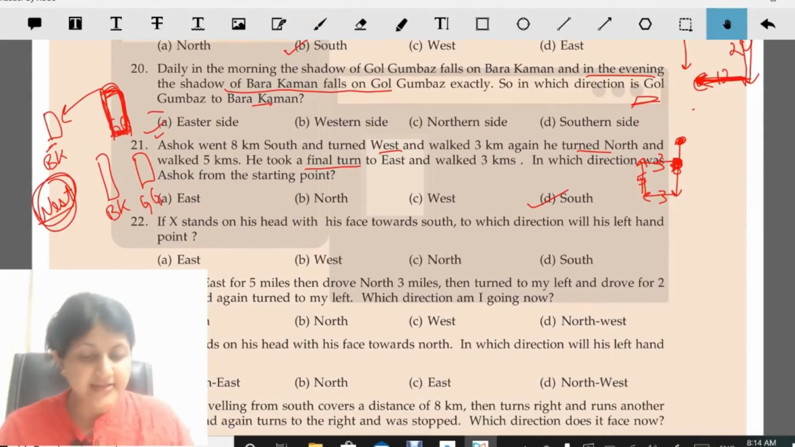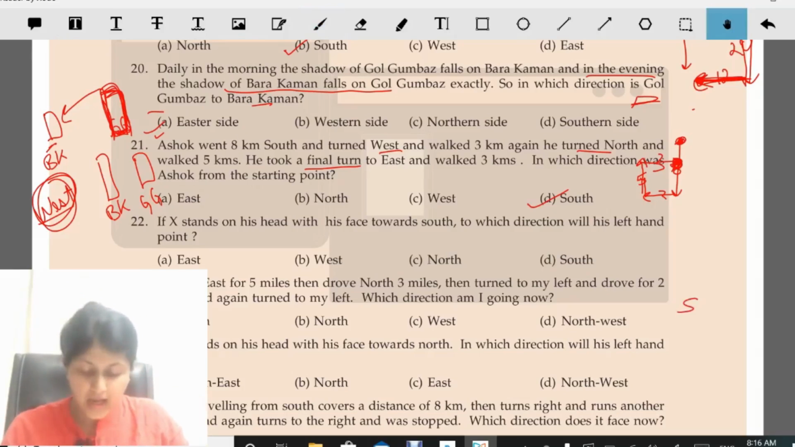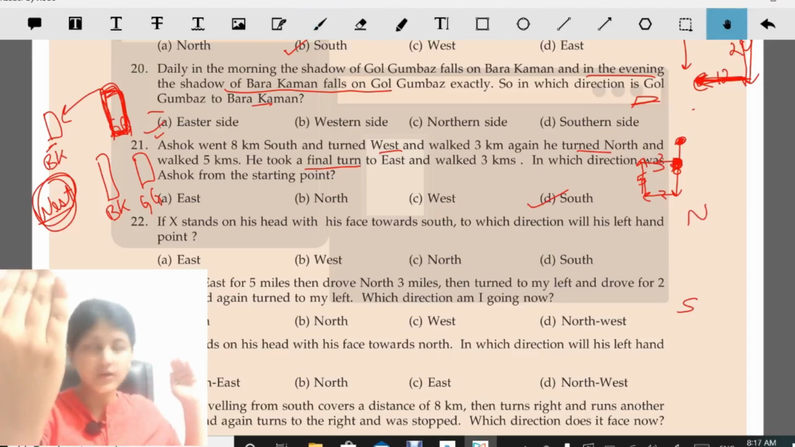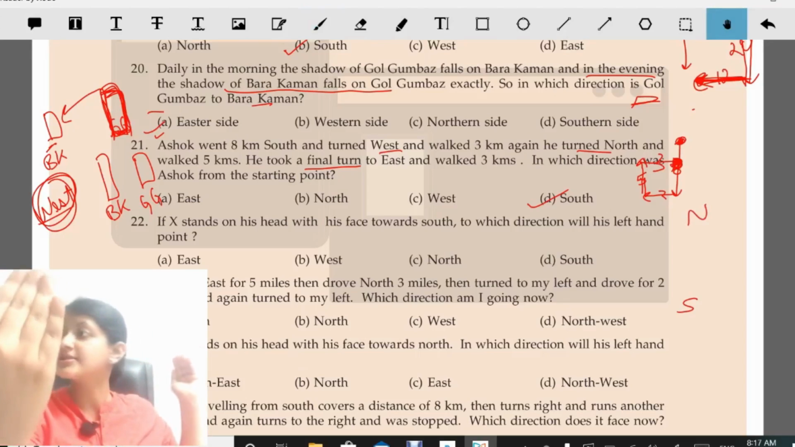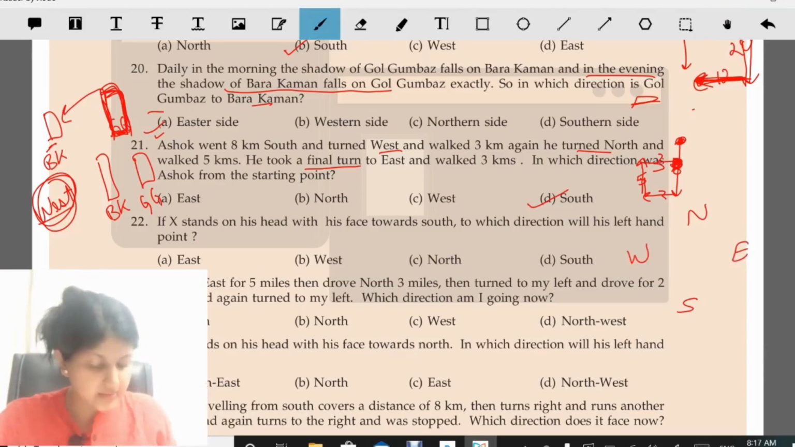Question 22. If X stands on his head. Okay. X stands on his head with his face towards south. Suppose this is south. Okay. And this is north. Okay. South, north. If this is north, where is east? This side. This is east. This is west.